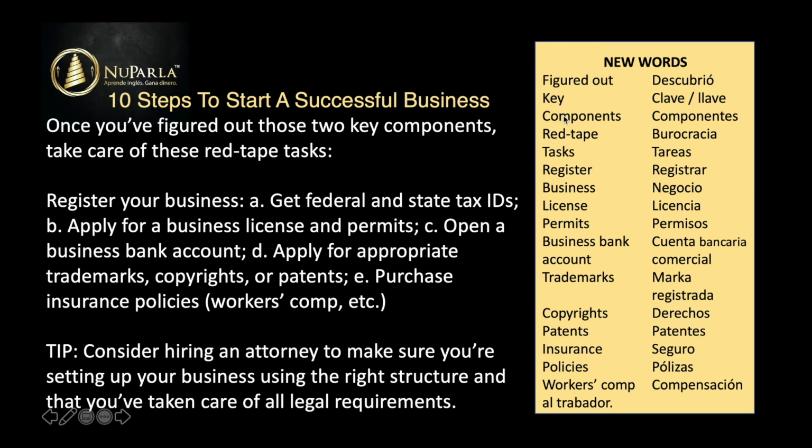Descubrió. Key components. Componentes claves. Red tape. Burocracia. Tasks. Tareas. Register. Registrar. Business. Negocio. License. Licencia. Permits. Permisos. Business bank account. Cuenta bancaria comercial. Trademarks, debe ser una C, marcas registradas. Copyrights, derechos de autor. Patents, patentes. Insurance, seguro. Policies, pólizas. Workers' compensation, póliza de compensación al trabajador, de seguro.